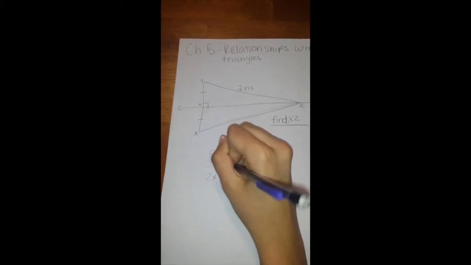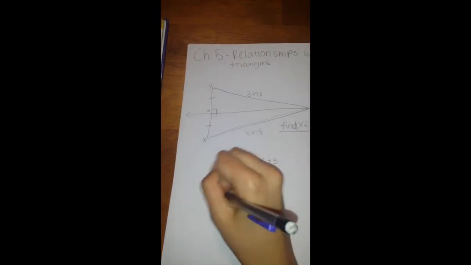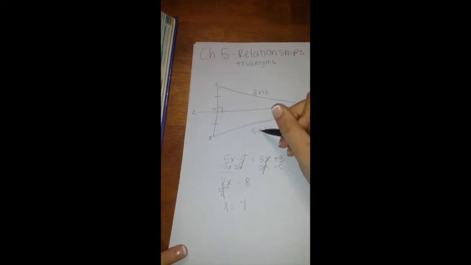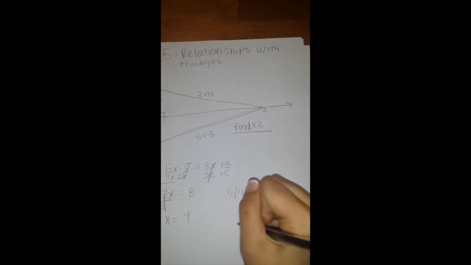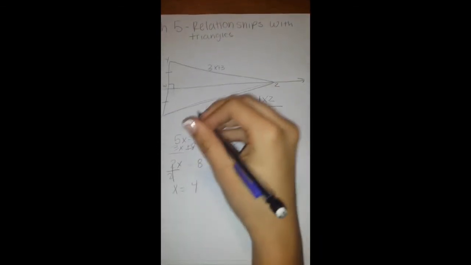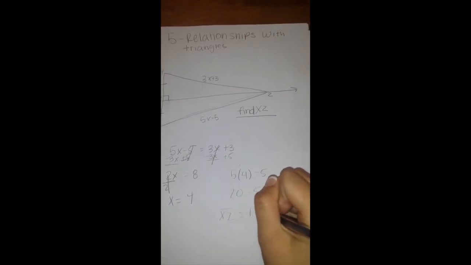2x plus 5 equals 8. Divide by 2, x equals 4. So when we plug that back into here, it equals 20 minus 5. So our little side XZ right here equals 15.